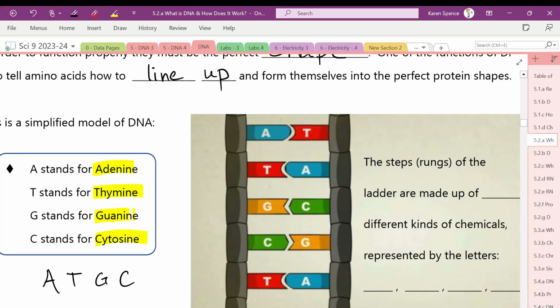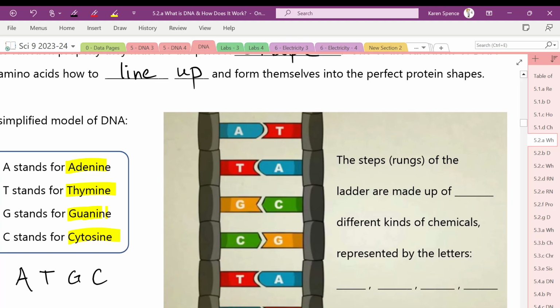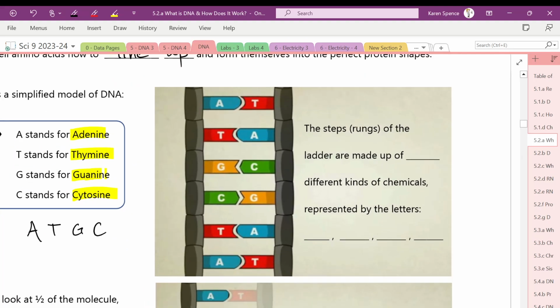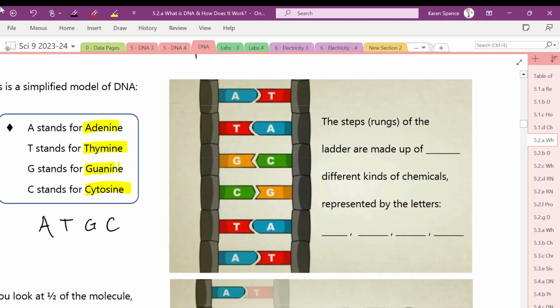Do you remember who pairs up with whom? A goes with T, and C goes with G. The steps, which are also called the rungs of the ladder, are made up of how many kinds of chemicals? How many kinds of chemicals make up the rungs of the ladder? 4. And what are they? What are the letters? A, T, G, C. Excellent.